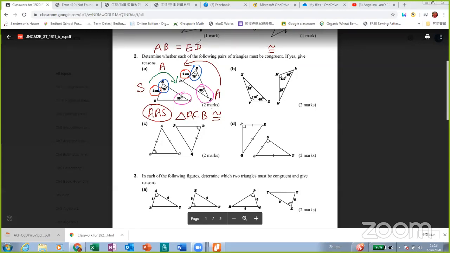I think one of you made a mistake, used the wrong symbol. When we say that these two lengths or these two sides are equal in length, we just use the equal sign, not this one. This one just refers to congruent, not equal.